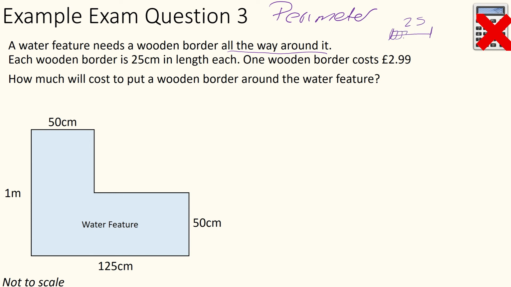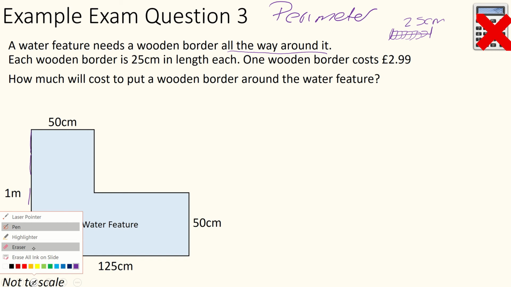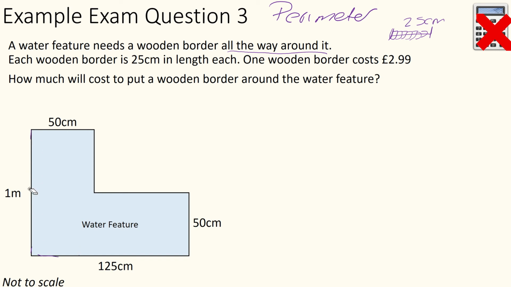Let's say it's a little decorative wooden border there. They're 25 centimeters each, and they're going to go all the way around the outside edge. Please note, this is not to scale. Let's continue. One of these wooden borders costs £2.99 each.